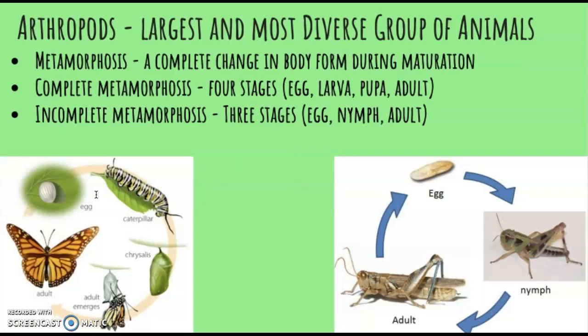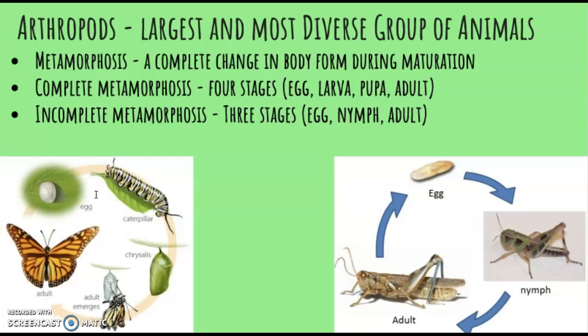Arthropods also go through metamorphosis. There are 2 types of metamorphosis: complete metamorphosis and incomplete metamorphosis. Complete metamorphosis happens in 4 stages. There's the egg stage, the larva stage, the pupa stage, and the adult stage. And in incomplete metamorphosis, there are 3 stages: egg stage, nymph stage, and adult stage.